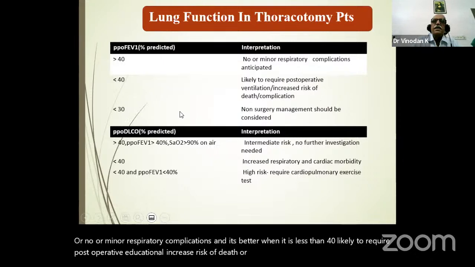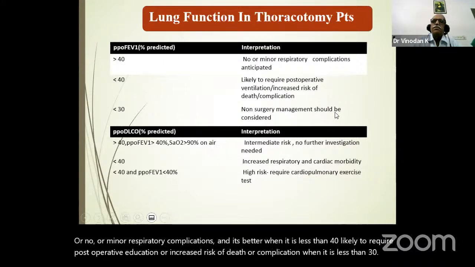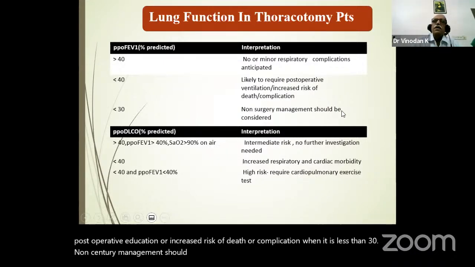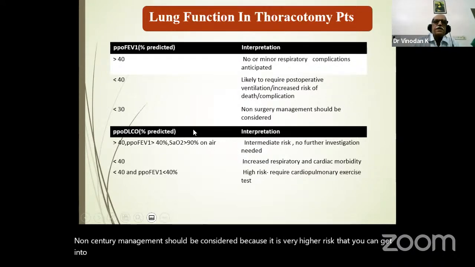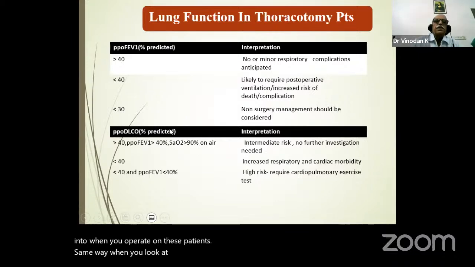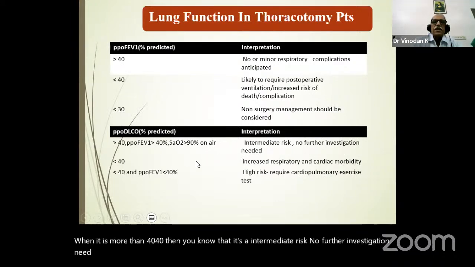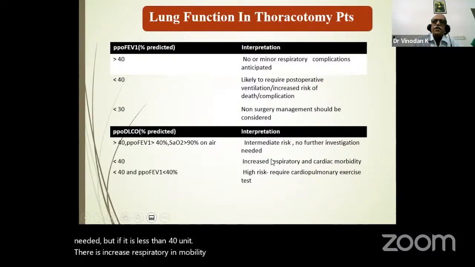When it is less than 30, non-surgical management should be considered because it is a very high risk that you can get into when you operate on these patients. In the same way, when you look at the predicted post-operative DLCO, when it is more than 40%, it's an intermediate risk, no further investigation needed. But if it is less than 40, you know that there is increased respiratory and cardiac morbidity, and further investigation is needed.